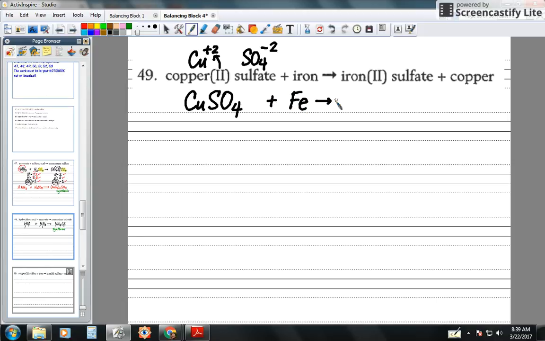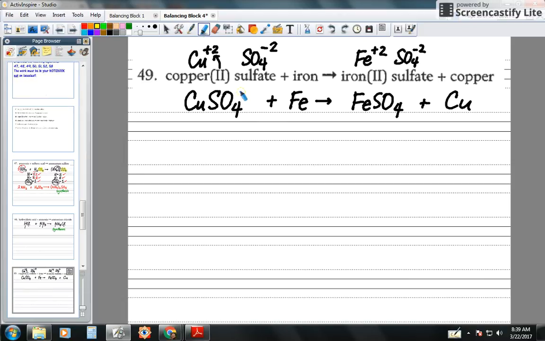Iron is Fe. Iron 2 sulfate, in this case, the iron has a charge of positive 2, and sulfate a negative 2. The correct formula is FeSO4. And the formula of copper, Cu. You probably remember to group the sulfate and count it as 1 unit. And if you do that, you'll notice this is also already balanced. 1 copper on each side of the reaction, 1 sulfate group on each side, and 1 iron formula unit on each side of the reaction.